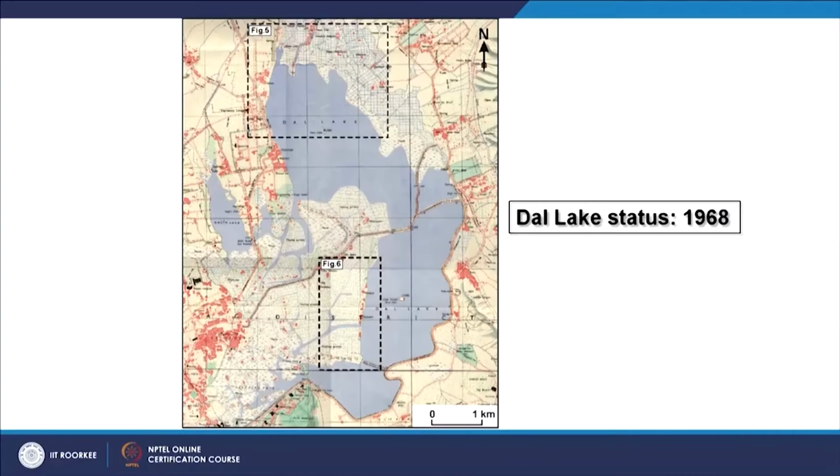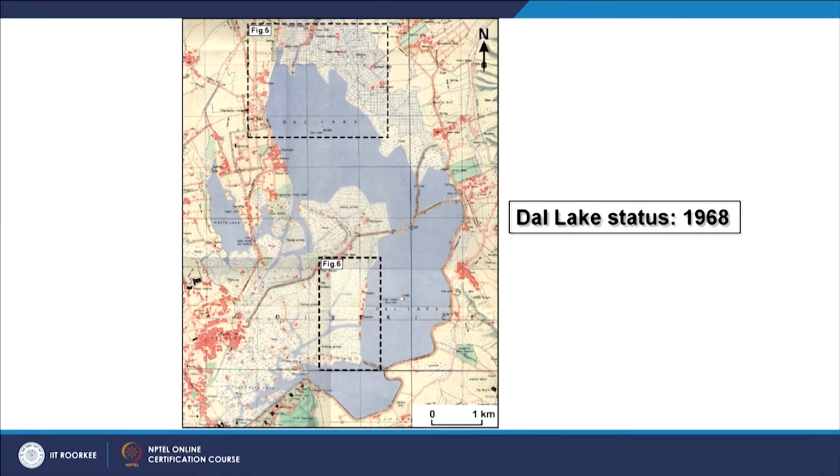Here what we are going to do, we are going to create a new product using an image and a scanned map, and you would see the advantage. This is about the Dal Lake, which is in Srinagar, Kashmir, and we were working on a project. I will tell you a little story about how this technique was developed.